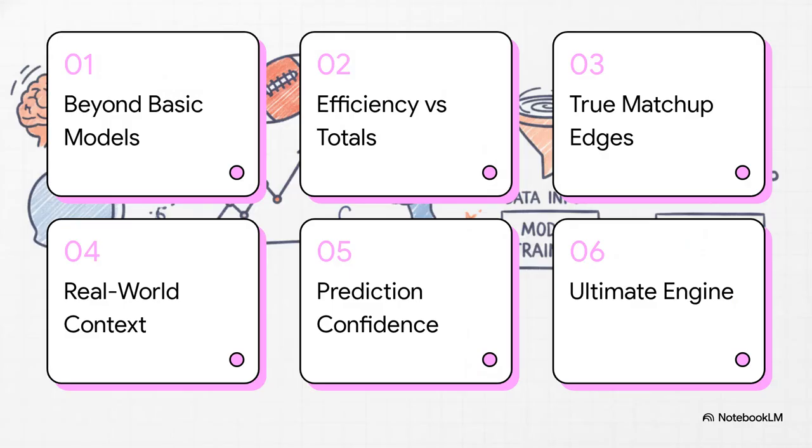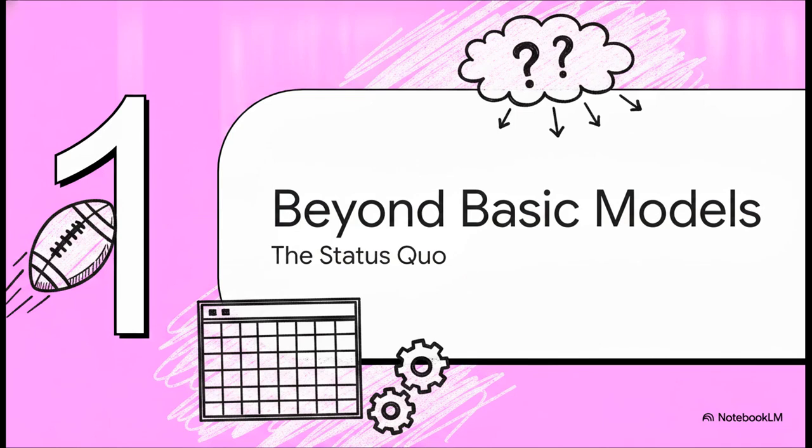Here is our roadmap for today. We'll cover 1. Beyond basic prediction models. 2. Efficiency over raw totals. 3. Calculating true matchup edges. 4. Real-world context matters. 5. Measuring prediction confidence. And finally, 6. The ultimate prediction engine.